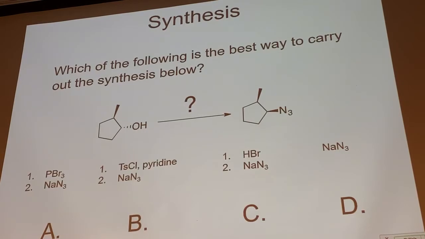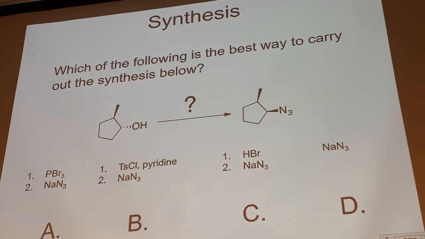Okay, question, Minnie? Yes, it's the same abbreviation. So TsOH, if your R was a hydrogen and we had a hydrogen there, that would be TsOH. That would be the structure of that acid.